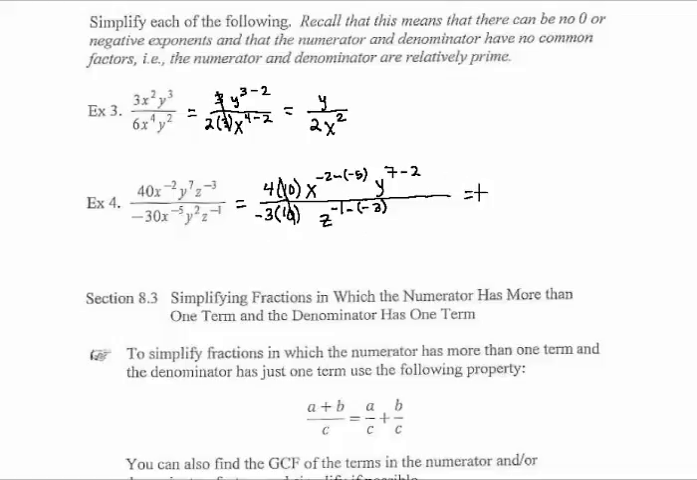So we have the 10s cancel. We're left with a 4 and a negative 3. And in the numerator, we have a negative 2 minus minus is a plus. So this is a negative 2 plus a 5, which is a 3, and it's positive. For the y, we have 7 minus 2, which is a 5.